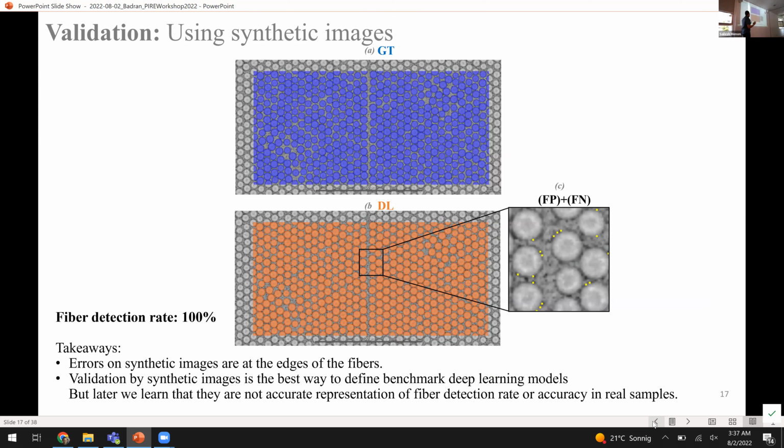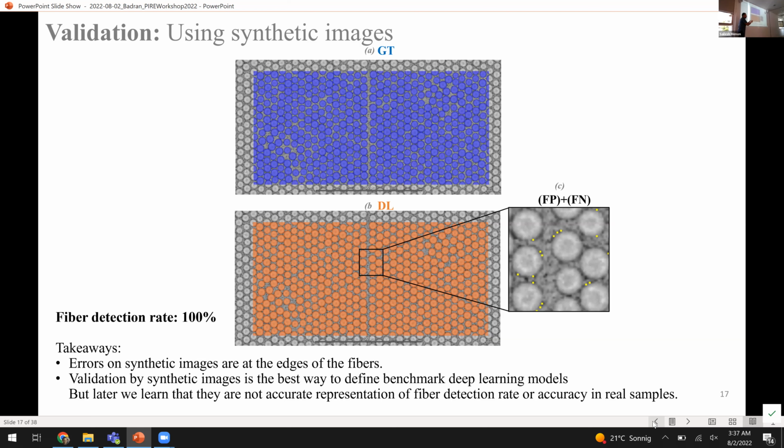Well, that's great. You have synthetic images that are replicating a CT scan of a fiber-reinforced composite, and the images look quite similar, and they're defined quite nicely. Over here, this is the ground truth of where the fibers are in blue, and in orange, these are the predictions of a deep learning model of where the fibers are.